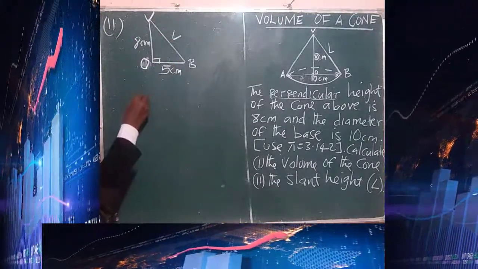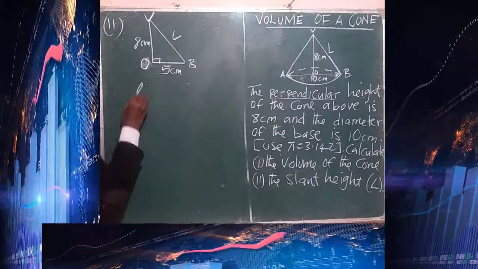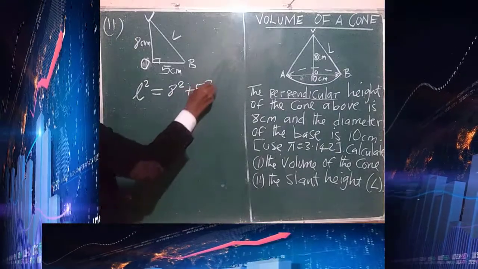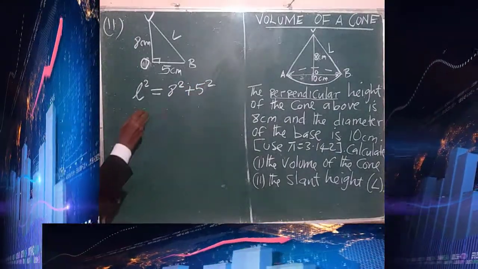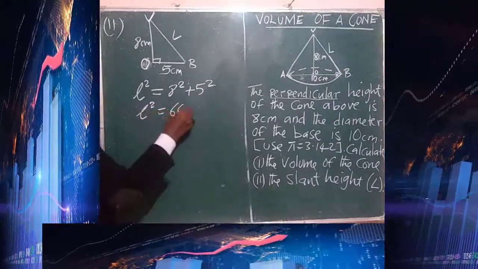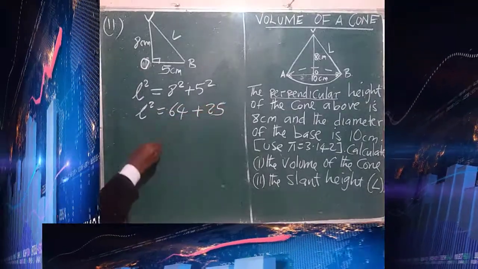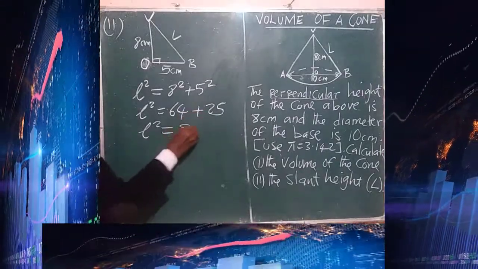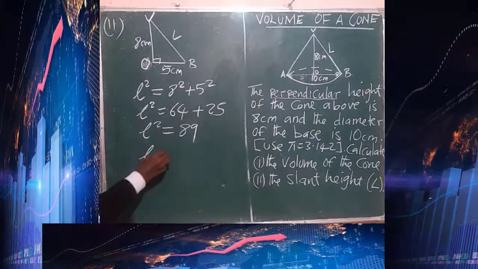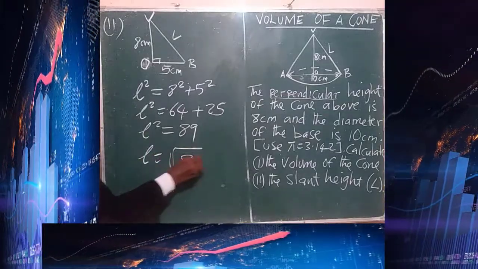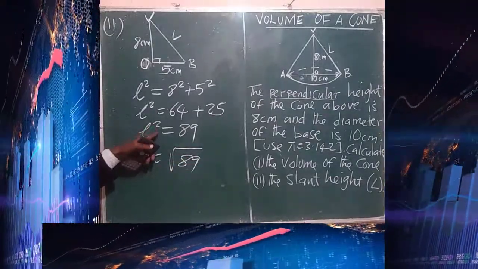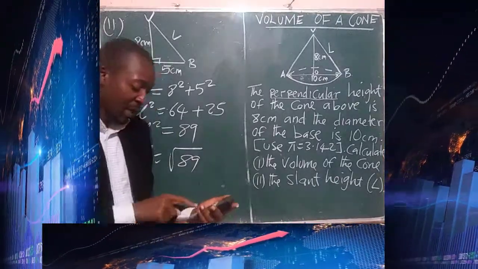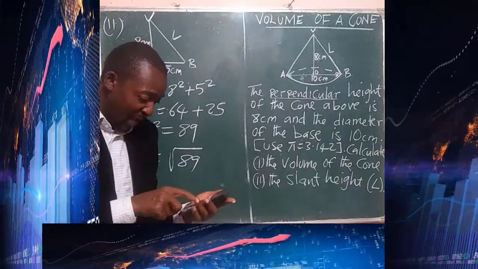So we use Pythagoras theorem here to calculate this hypotenuse, and Pythagoras theorem states that L squared is equal to 8 squared plus 5 squared. So we square these numbers, and we have L squared is equal to 64 plus 25. Then we add these two numbers, and L squared is equal to 89. And so L is equal to the square root of 89. To get rid of the square, we take the square root on both sides of the equation.